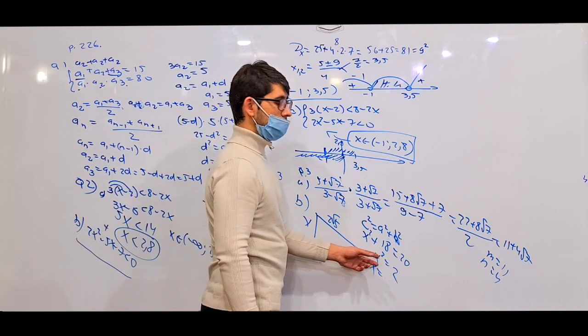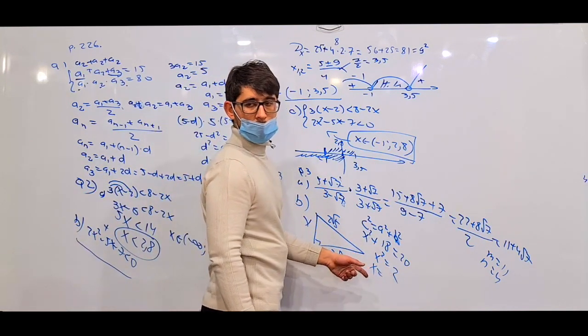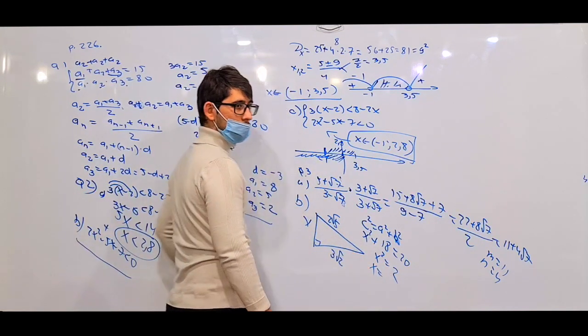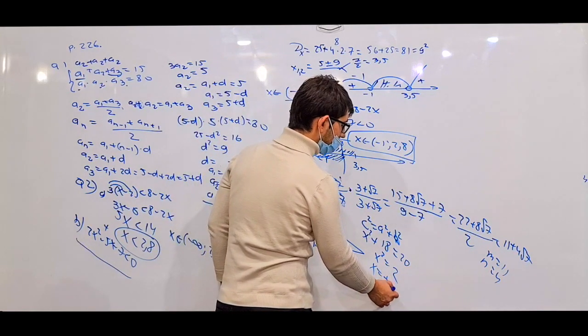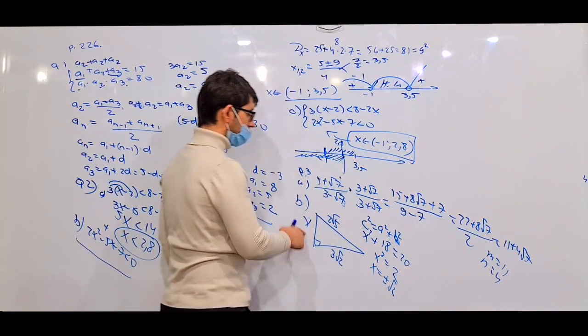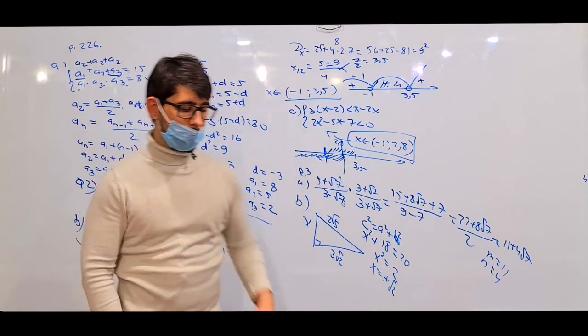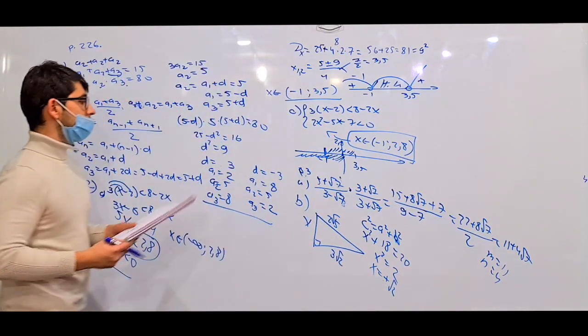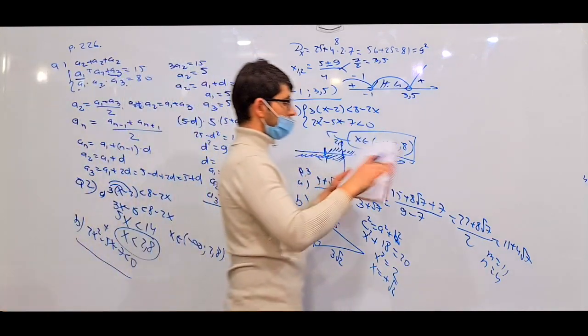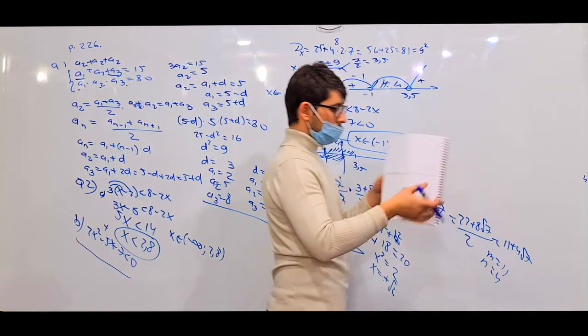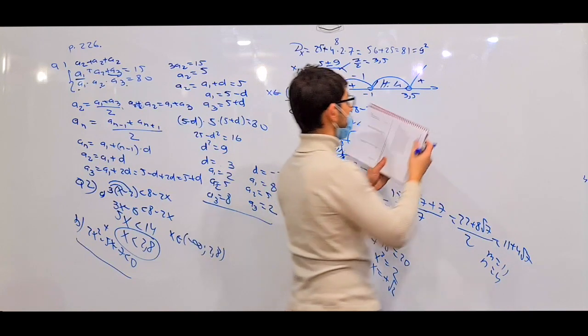What is x value, Shahruh? X square is 2. What is x value? Actually, it should be plus minus square root of 2, but your side can't be negative. That's why just plus square root of 2. Okay? So find x, done. Question 4, next page. Page 229.